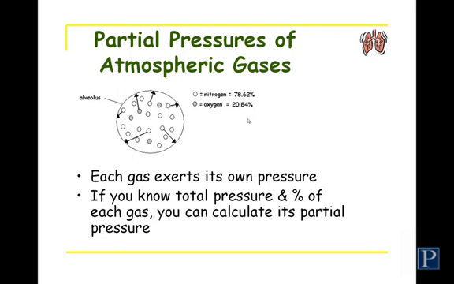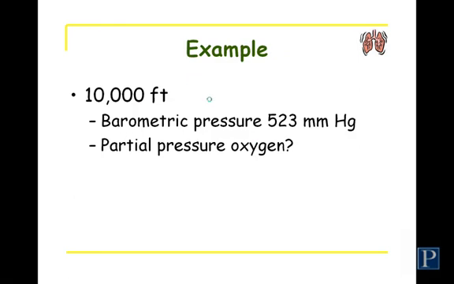If I'm up a mountain, the partial pressure of the air that we breathe is going to be way less than what we have at sea level. At sea level, it's 760 millimeters of mercury. Well, at 10,000 feet above sea level, the barometric pressure, which is also your atmospheric pressure, is only 523 millimeters of mercury. So what would be the partial pressure of oxygen?